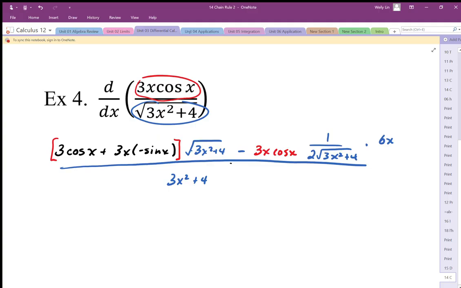Again, we can simplify this. It's not mandatory to, but it is not a bad idea to simplify when we can. So here there looks like to be a common factor of 3. I'm going to factor that out. I end up with, I'm going to keep this factor, cos x plus x or minus x sine x.